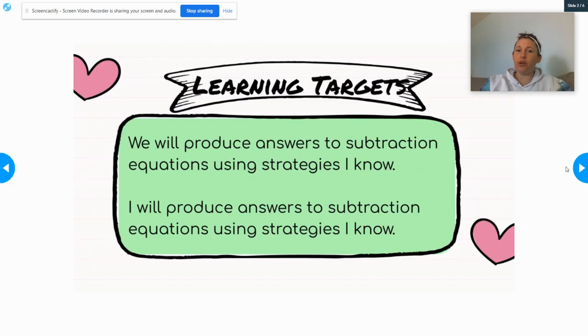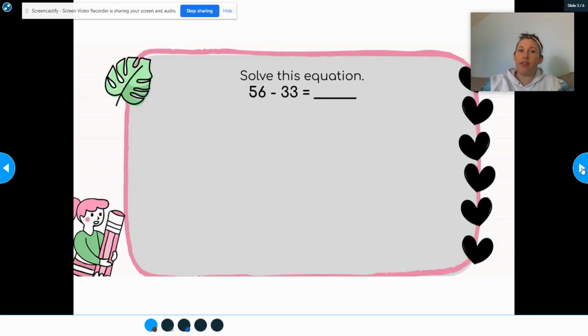So you should have already seen all these slides, the learning targets. We will produce an answer to a subtraction equation by using a strategy. We're either going to do stacking the numbers or models. Then you have three equations, three problems that you were solving. So now you're going to be checking your work. So now let's see if you got it right.